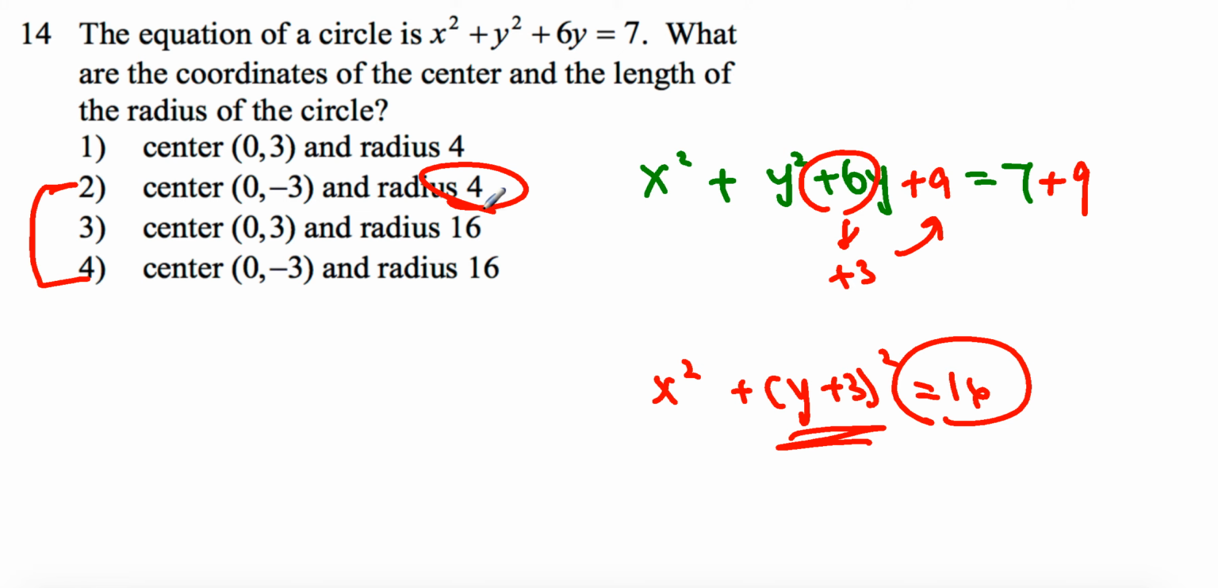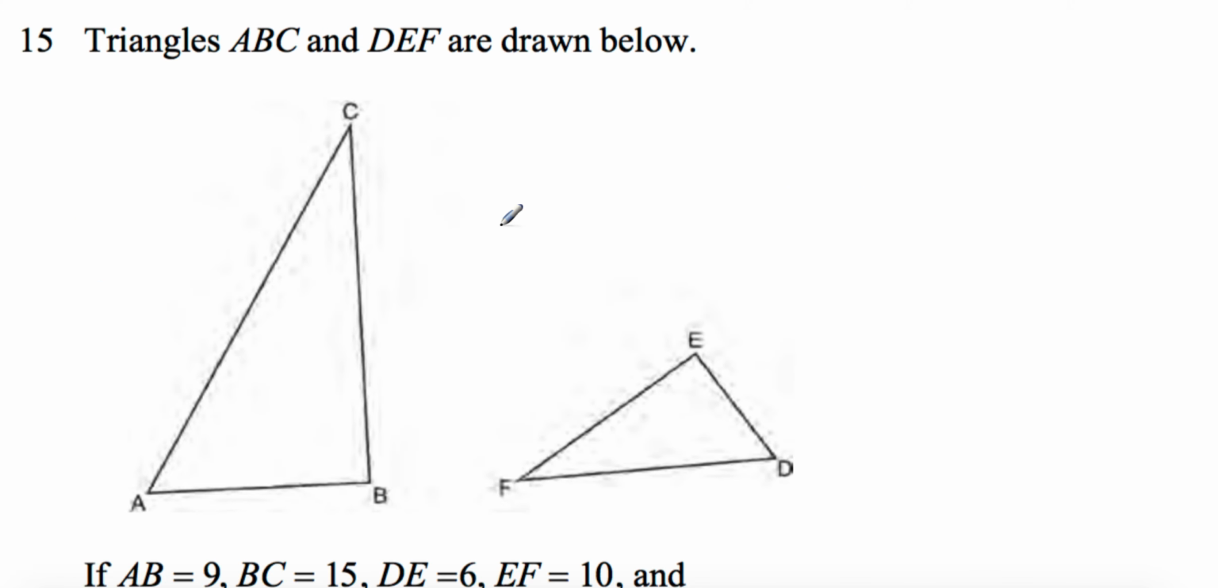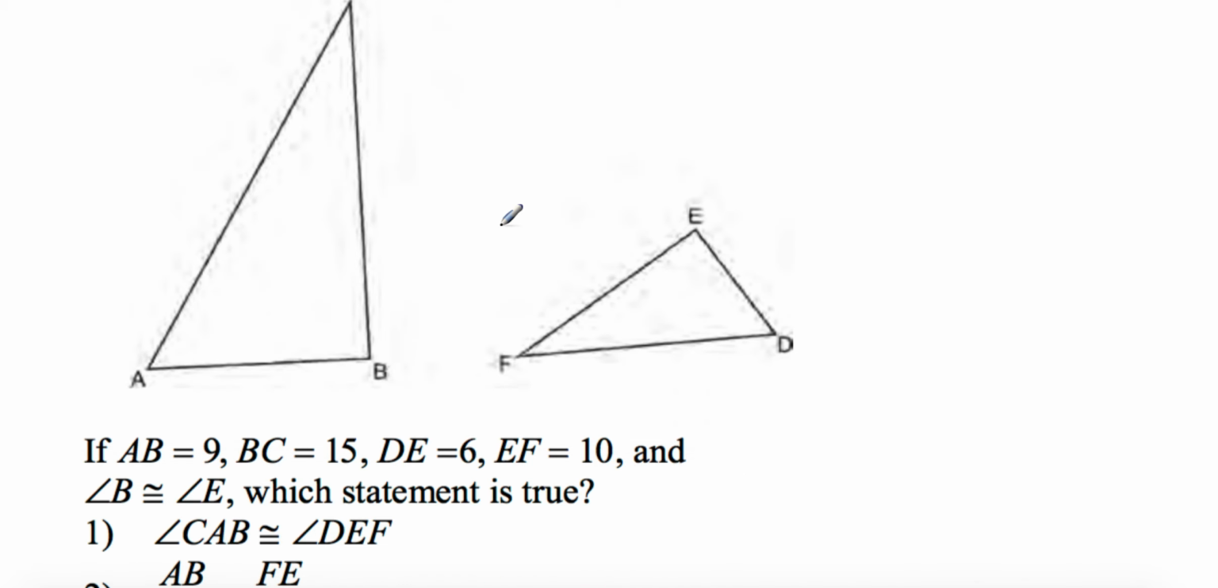All right, let us look at number 15. AB is 9 here, and then BC is equal to 15, and then DE is equal to 6, and then EF is equal to 10. And then angle B and angle E are congruent. So it looks like SAS similarity, but in order for us to use SAS similarity, the ratio of the corresponding sides has to be the same. So it's 9 over 6.